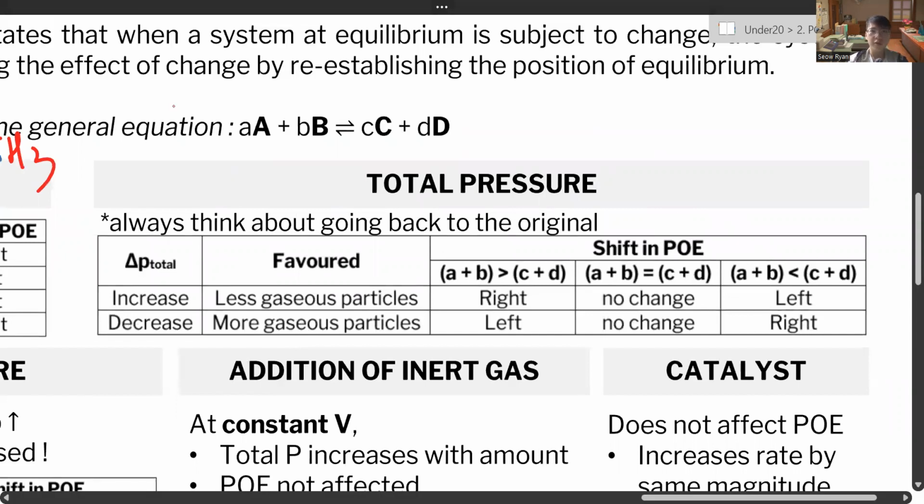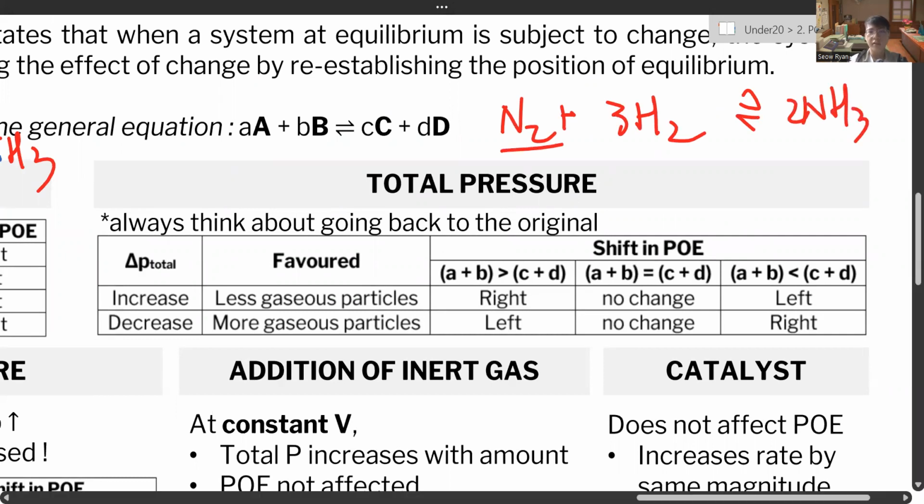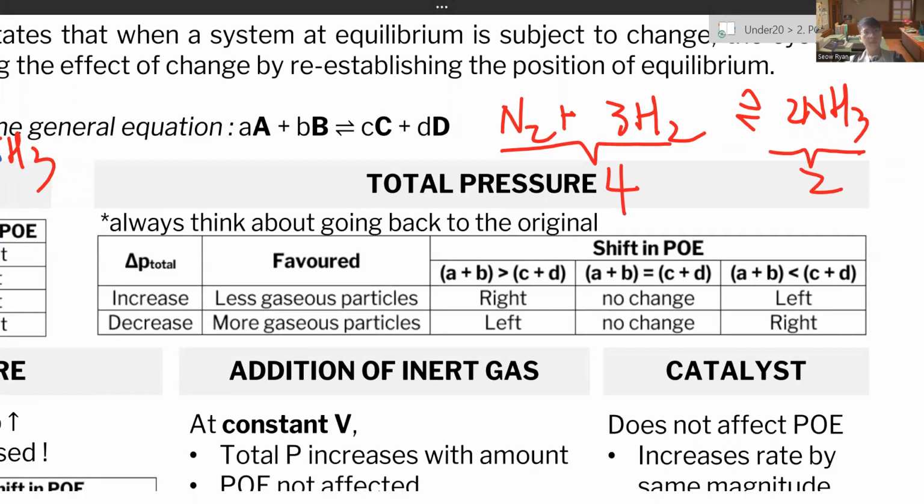So back to Haber process, N2 plus 3H2 forms 2NH3, right? So how many molecules of gas are there on the left? There are 4. On the right, there are 2. So if I were to increase the pressure of the system, what does this mean? The particles are now closer together, right? If they're closer together, how do I reverse the change? If I want to decrease the pressure, I just need fewer number of gaseous molecules, right?